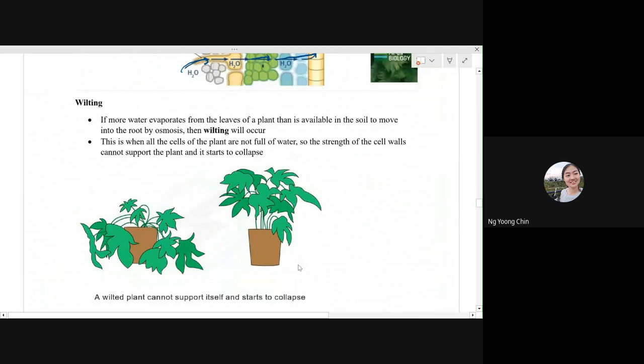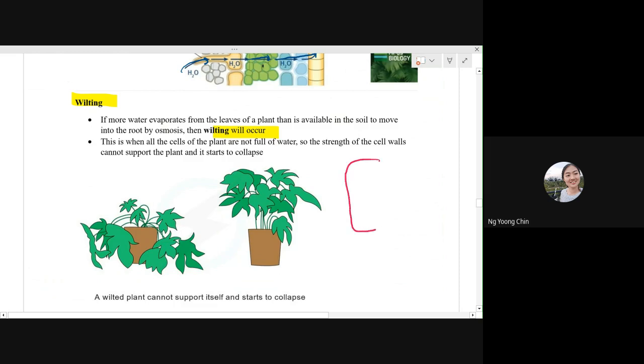Okay, so now you already know that water is very important to a plant because the plant cannot survive without water. If there's loss of water from the plant, what will happen? The plant will wilt. They will have this condition known as wilting. It means that if too much water evaporates from the leaves of the plants, compared to what is available in the soil to move into the roots by osmosis, meaning more water is lost from the plant compared to the water gained by the plant, wilting will happen because all the plant cells are lacking water.